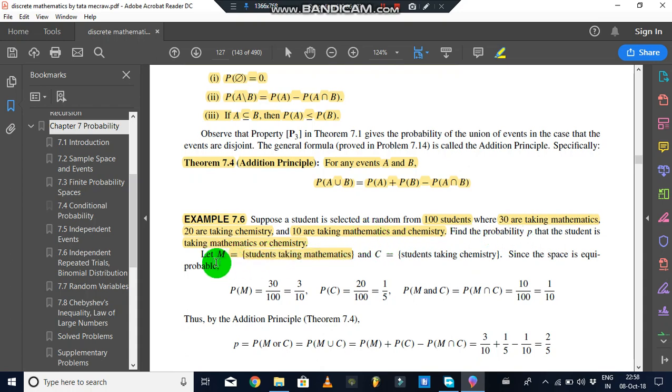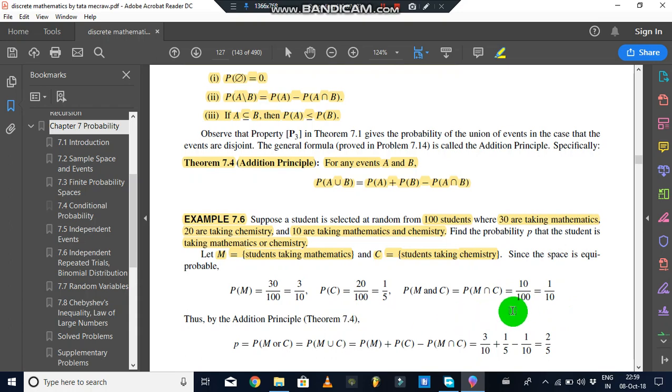Let M denote the students taking mathematics class. How many students are taking mathematics class? 30 students. C is the students taking chemistry class. How many students are taking the chemistry class? 20 students. Since the space is equiprobable, the probability of mathematics is 30 divided by 100. You already know this formula, number of A divided by number of S, equivalent to 3 upon 10. This is the probability of mathematics, the probability of chemistry is 1 upon 5, and the probability of M and C, this is the intersection, the probability of M intersection C is equal to 1 upon 10.